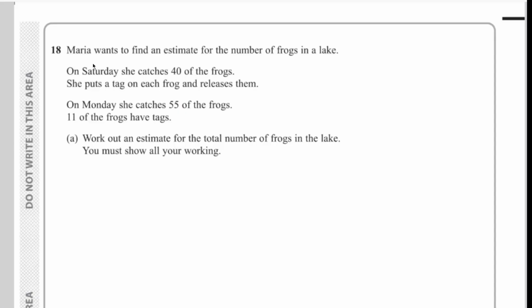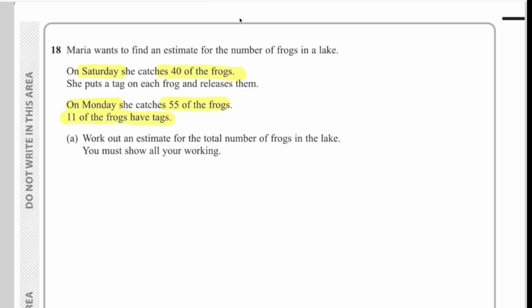Question 18. Maria wants to find an estimate for the number of frogs in a lake. On Saturday, she catches 40 of the frogs. She puts a tag on each frog and releases them. On Monday, she catches 55 of the frogs. 11 of the frogs have tags. Work out an estimate for the total number of frogs in the lake. You must show all your workings.